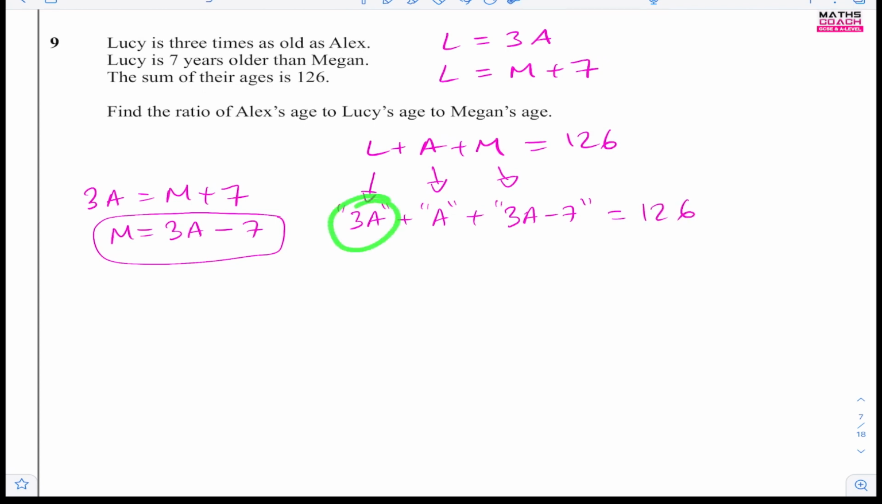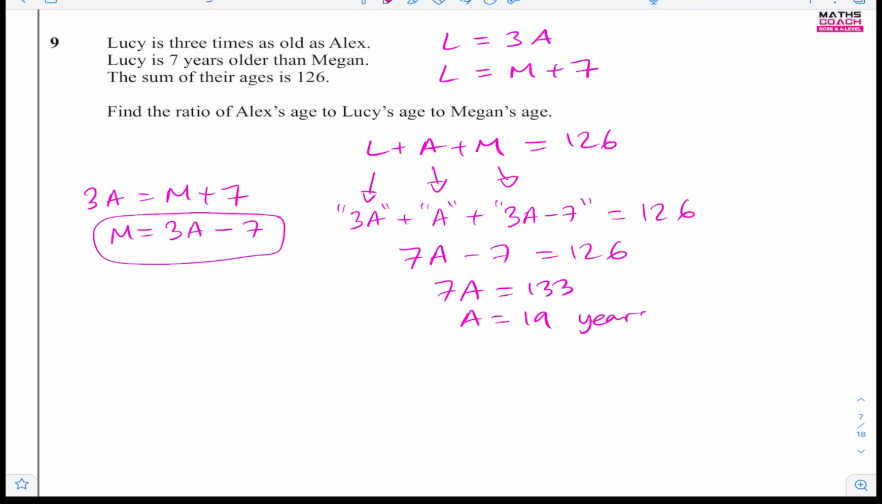Next, we are going to add all our A's, so that gives us 7A, and we've got minus 7 is equal to 126. We're going to take this minus 7 to the other side by adding 7, so we have 7A is equal to 126 plus 7, which is 133, and finally we are going to divide both sides by 7, giving us 19. So the age of Alex is 19 years old.